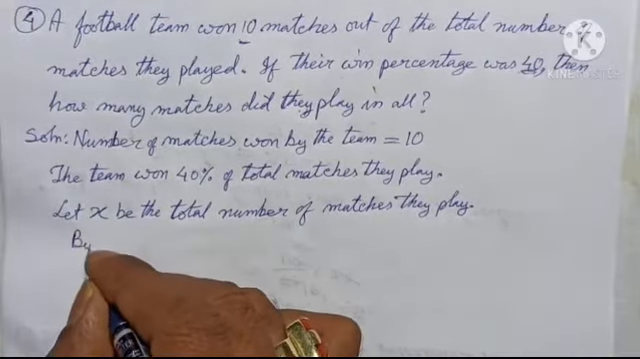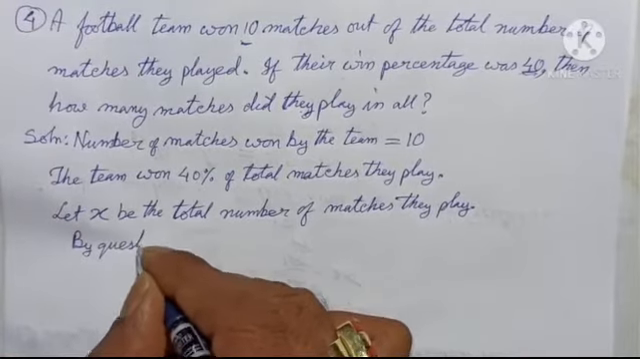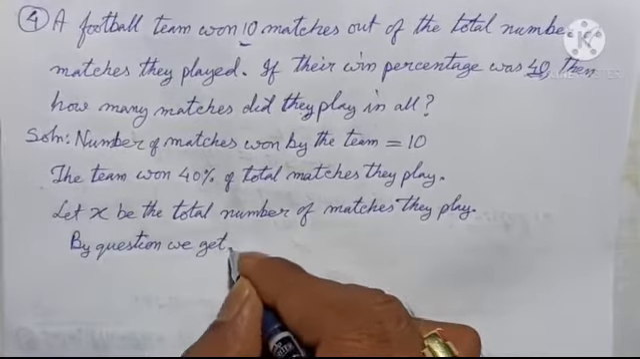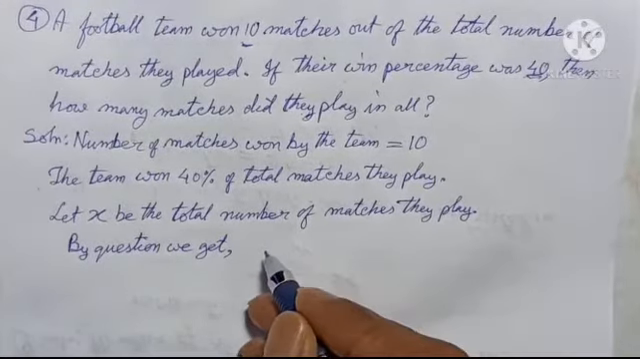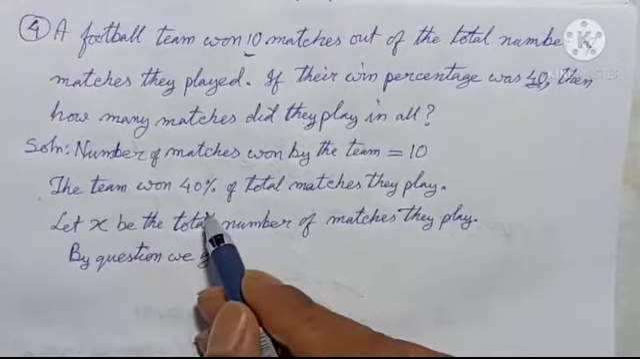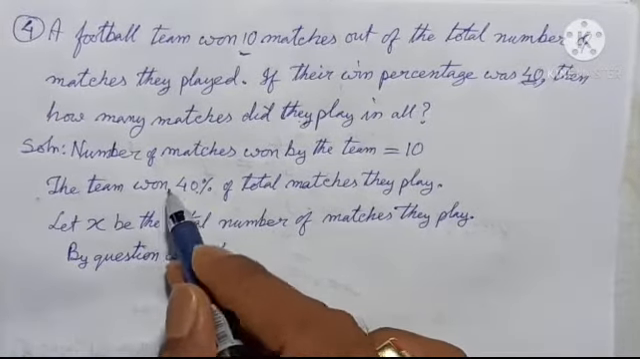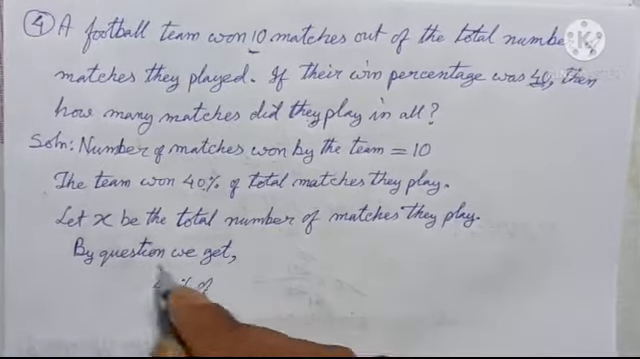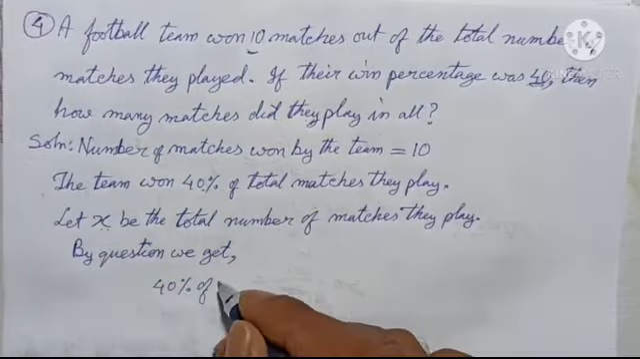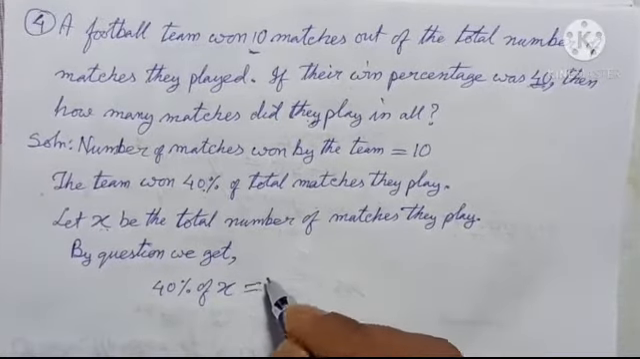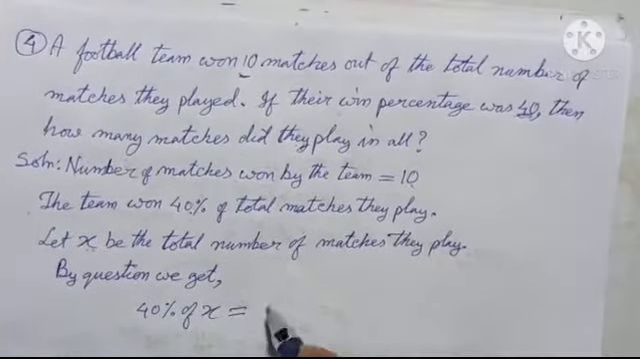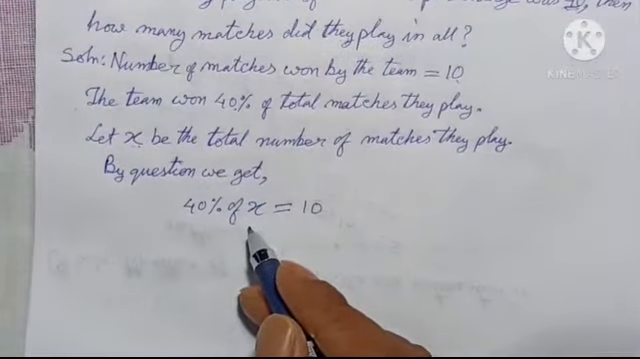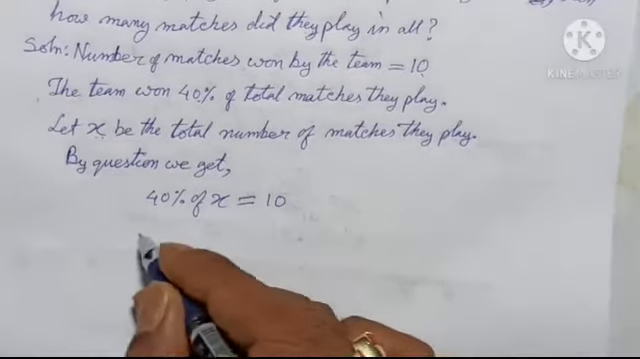Next is the question we get. Here in the question it is given that when the team plays matches, 40% they won. So 40% of the total number of matches they play, which is x, and the number of matches they won is 10. So 40% of x will be equal to 10. Now let's find out the value of x, and this will give the answer.